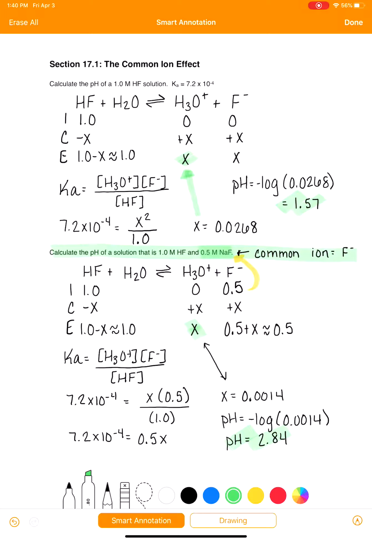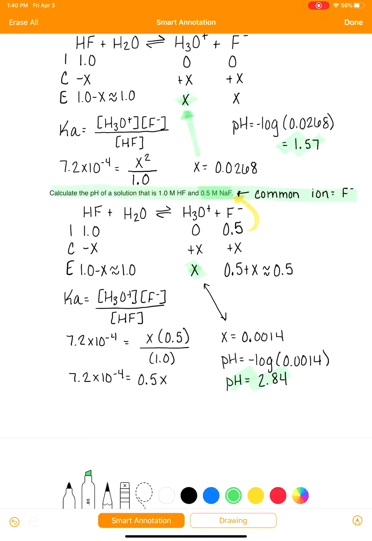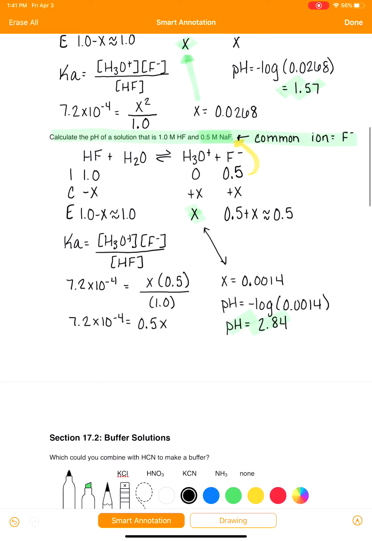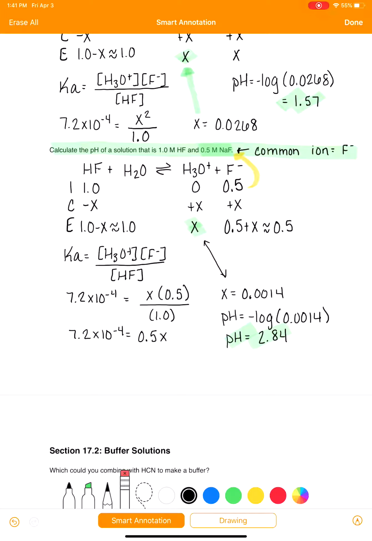When you have a common ion, like in this problem that we just did, and you're being asked to calculate the pH, you can use the ice table method like we just did. It's always going to work every single time. You can also use the Henderson-Hasselbalch equation. That would work for this as well. And so I didn't leave myself a lot of room to write the Henderson-Hasselbalch on here, but I want to show you using the Henderson-Hasselbalch as well.